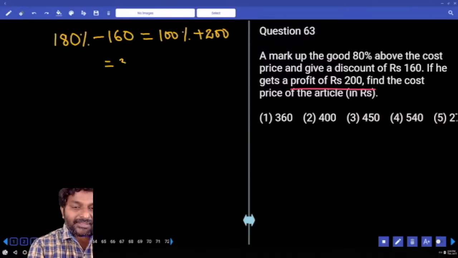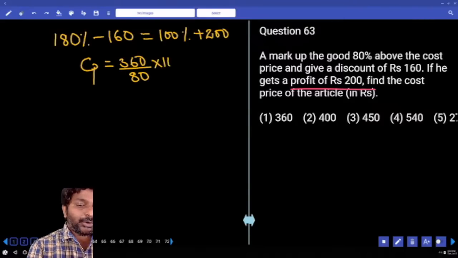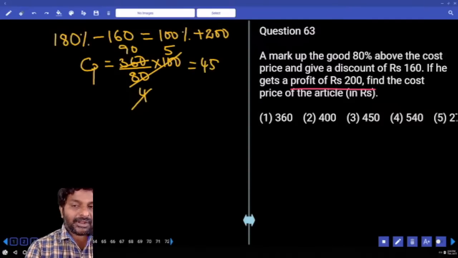Then 1% value is equal to 4.5. Is that right? The question asked is the cost price, right? Into 100, so 450.